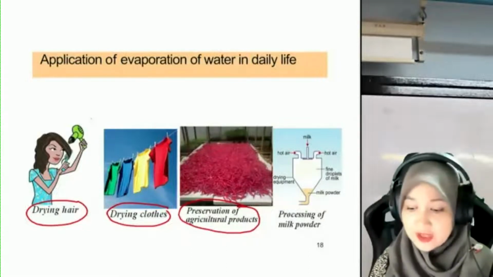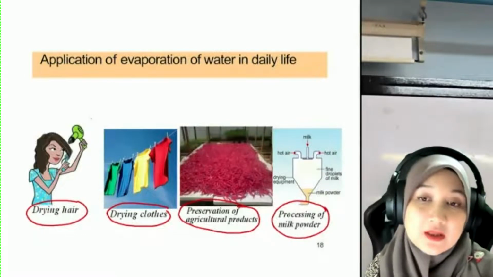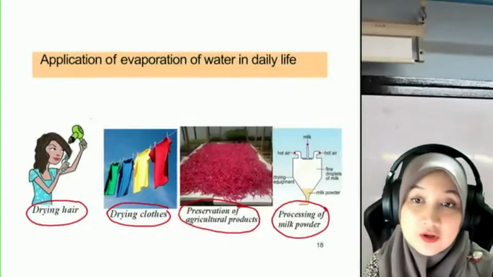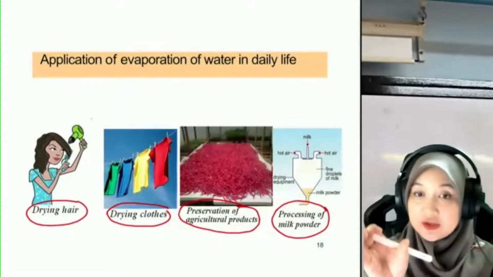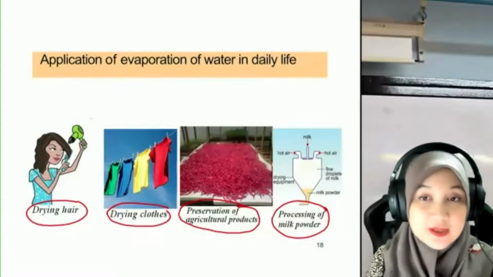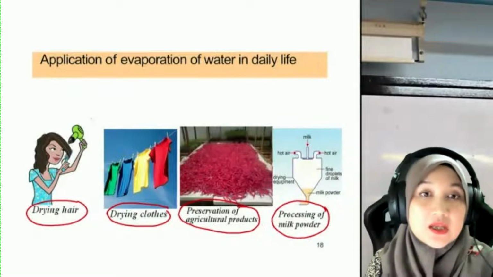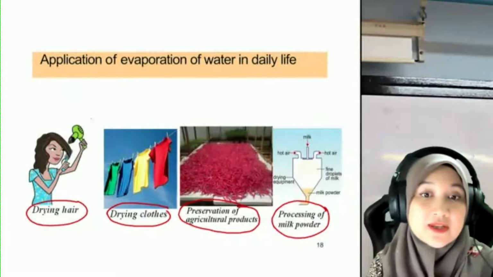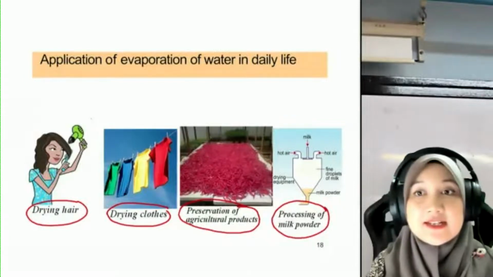And also the process of milk powder. In order to produce milk powder, we have to evaporate all the water molecules contained in milk. Usually you can find milk in the form of a solution from cow's milk or goat's milk, right? So how will you get the milk powder? The milk powder can be obtained from the process of evaporation. Is it clear, guys?